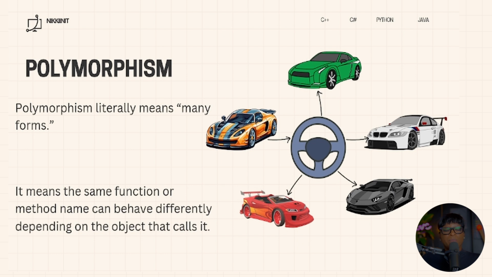Now let's take a look at polymorphism. Polymorphism literally means many forms. It means the same function or method name can behave differently depending on the object that calls it. So let's take a look at this example. Let's say all of these cars have a start function or an accelerate function. When you start the car, you press gas, and each of them has a function that, when you press the gas, the car is going to take off, right? It's going to accelerate. Now, let's say the orange car may take off faster than the green car.